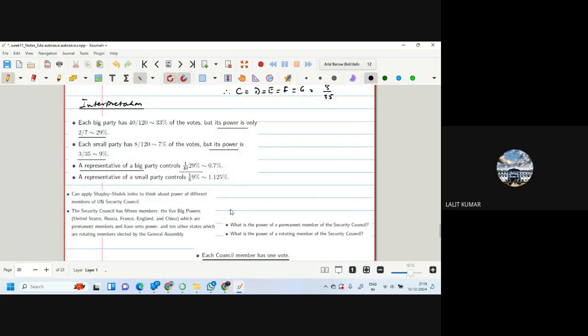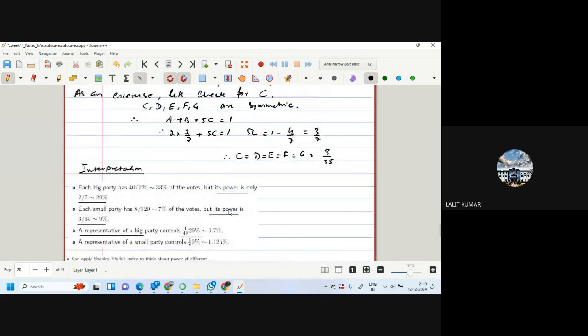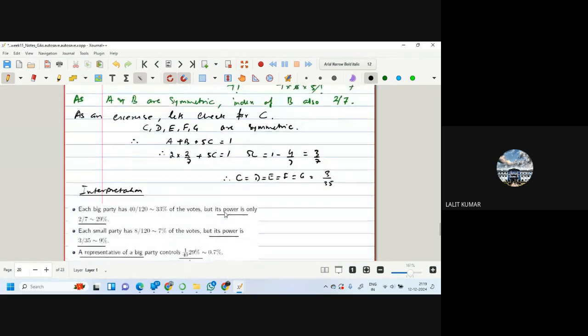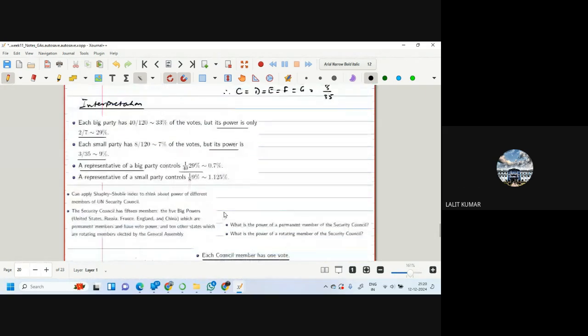Then the last part is how to interpret this answer that you have got. So see, here was 40, here it was 8, 8, 8, 8, 8. So its power index is 2 by 7. His is 3 by 35, 3 by 35, 3 by 35, 3 by 35, 3 by 35.